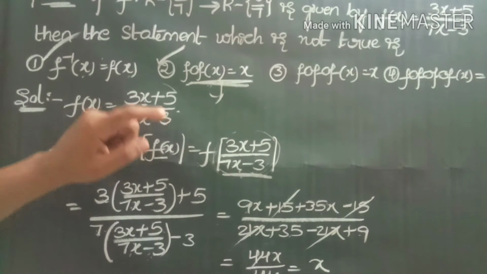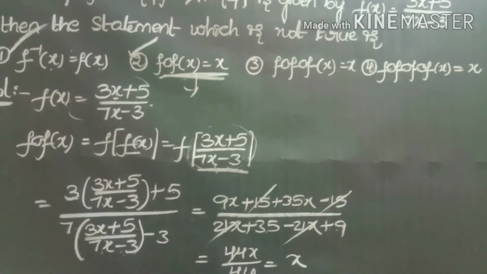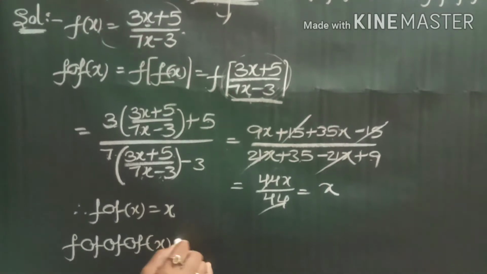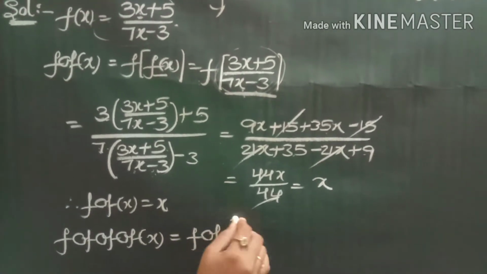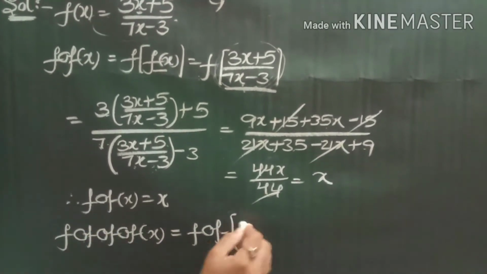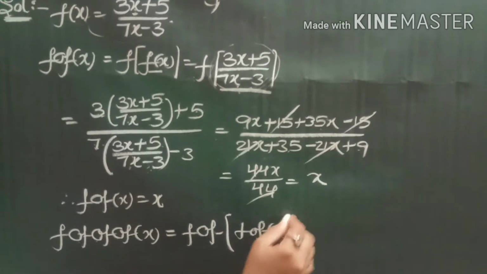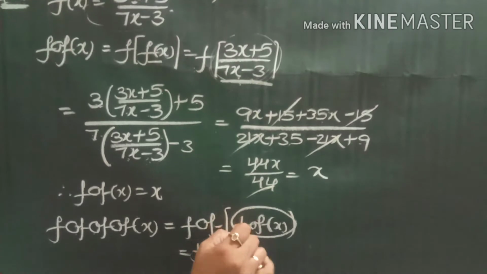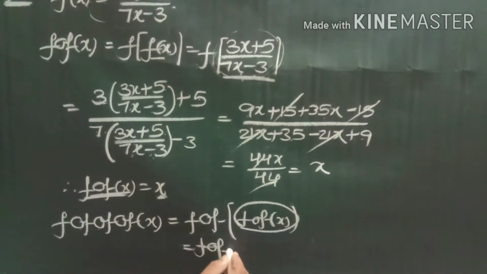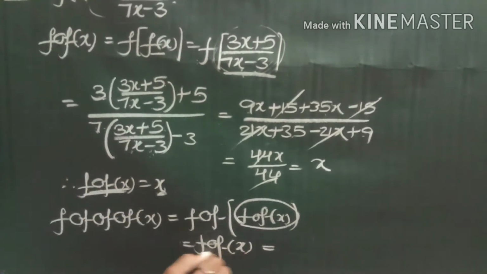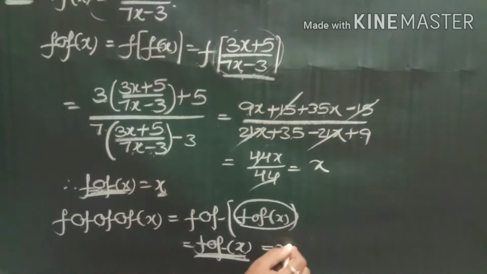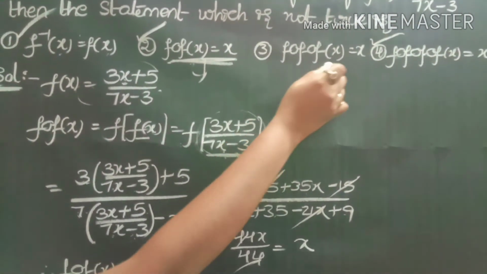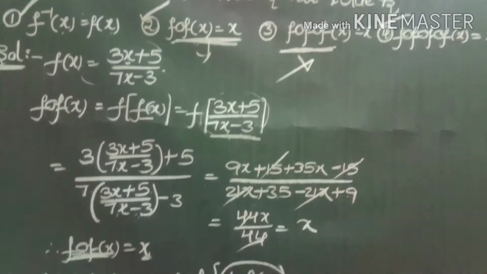Now coming to the last option, here the last option is f∘f∘f∘f(x), which is taken as f∘f of f∘f(x), and this is f∘f of, already we have that the value of f∘f(x) is equal to x, so this is x, and again f∘f(x) is equal to x, so this is also a correct answer. Therefore this is the only option which is not correct.